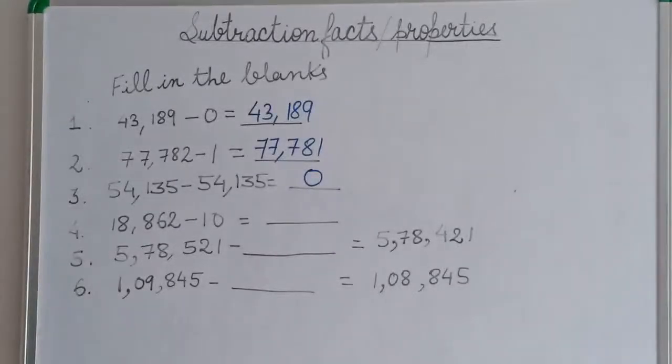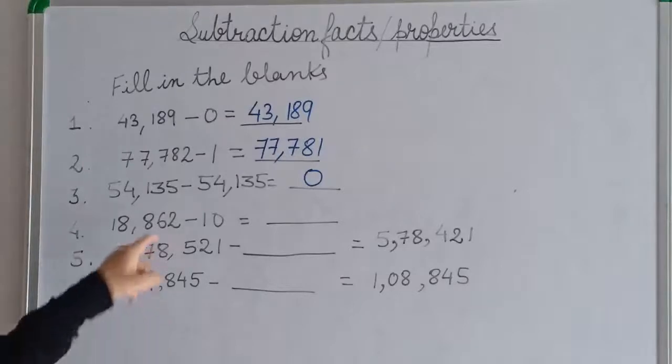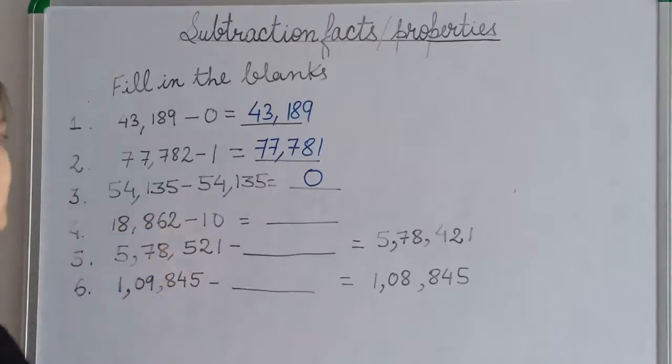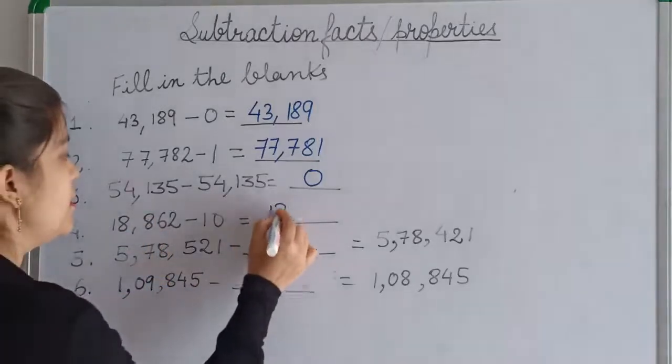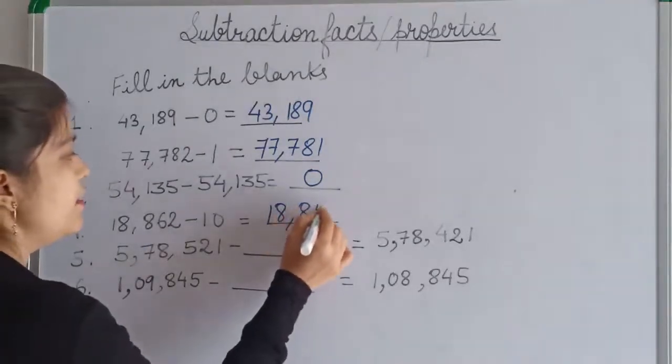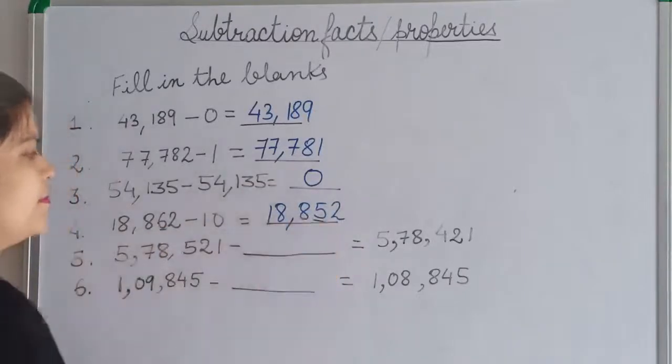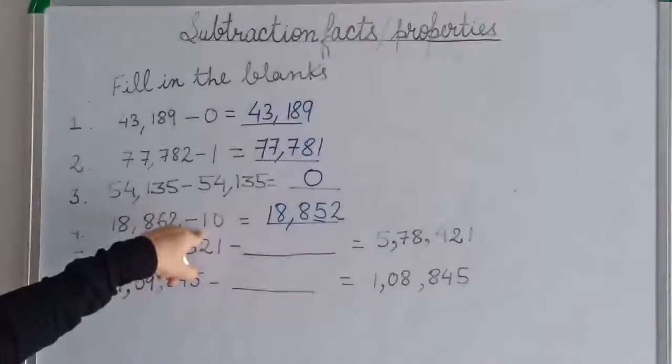Now when we subtract 10, what are we doing? We only reduce the number in the tens place by 1. So here, if it is 6, it will become 5. So it is 18,852. You can see here, here is 6 and here is 5, because we are subtracting 10.